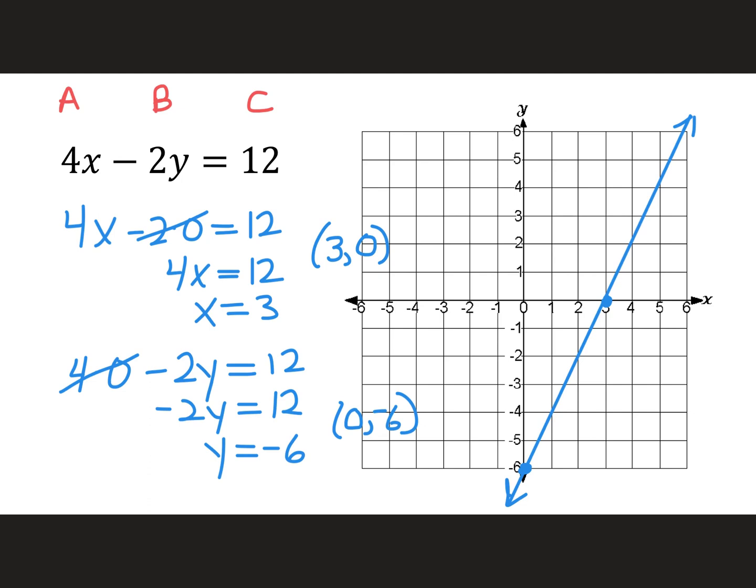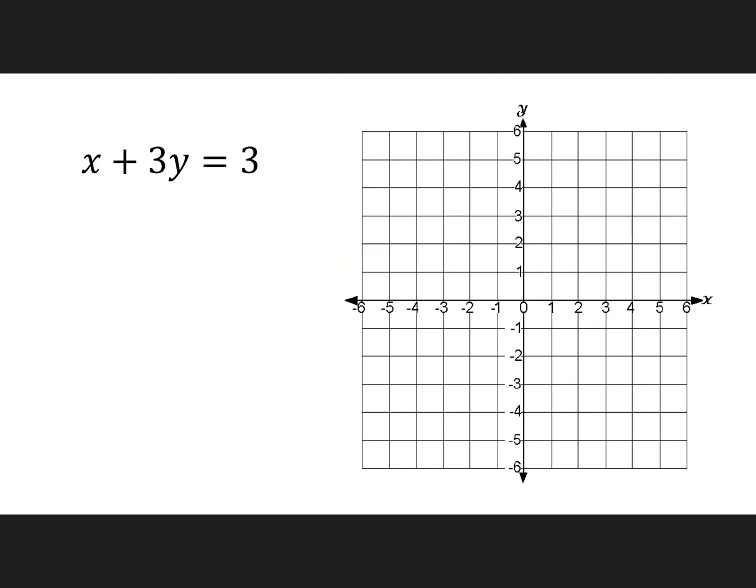All right, let's try another one. Okay, I'm going to put the 0 in for y.